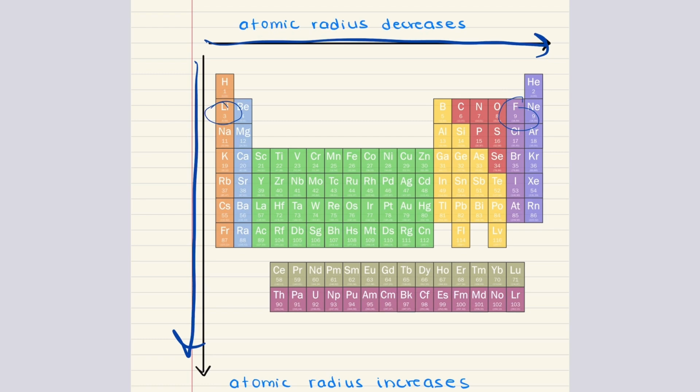Why? When you move down a group, each successive element has an additional electron shell, which increases the size of the atom. Although the nuclear charge increases moving down a group, shielding also increases due to the presence of more inner electrons, and that counteracts the pull of the nucleus on the outermost electrons. Hence why atomic radius increases moving down a group. This means that potassium is much larger than lithium because potassium has more electron shells.